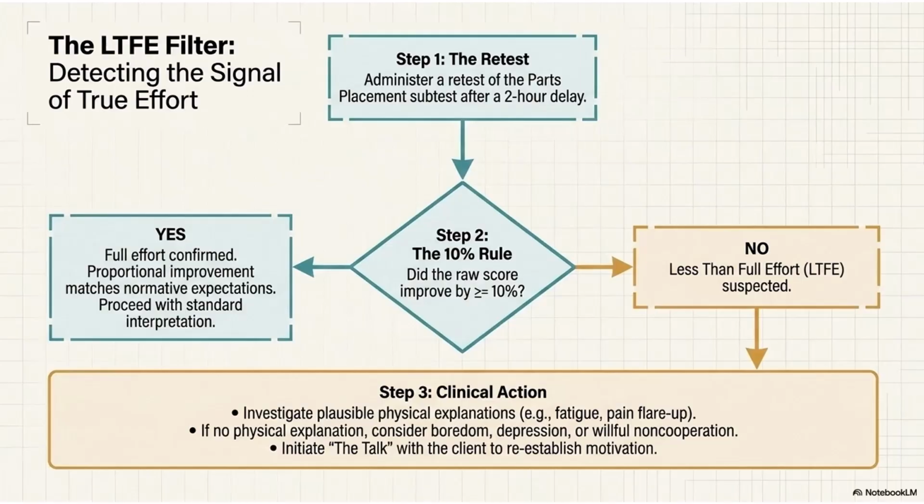How do we know the client is really trying? We use a simple 3-step process. Step 1. Administer a retest of the parts placement subtest after a 2-hour delay. Step 2. Apply the 10% rule. Did their raw score improve by 10% or more? If yes, full effort is confirmed because proportional improvement matches normative expectations and you can proceed with standard interpretation.